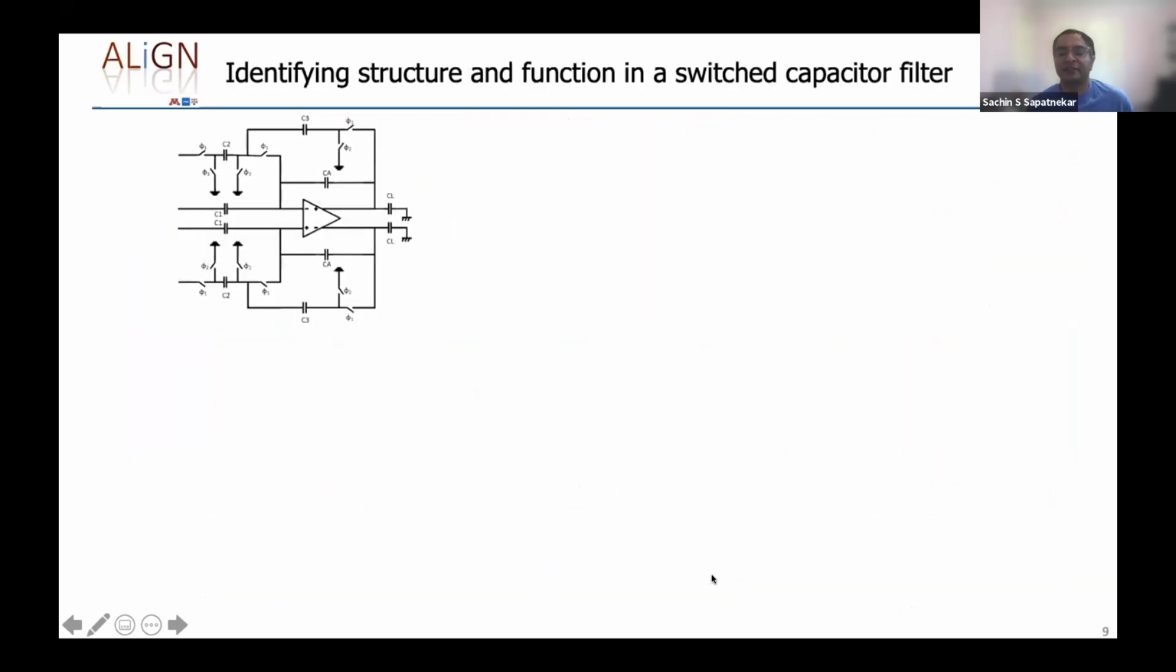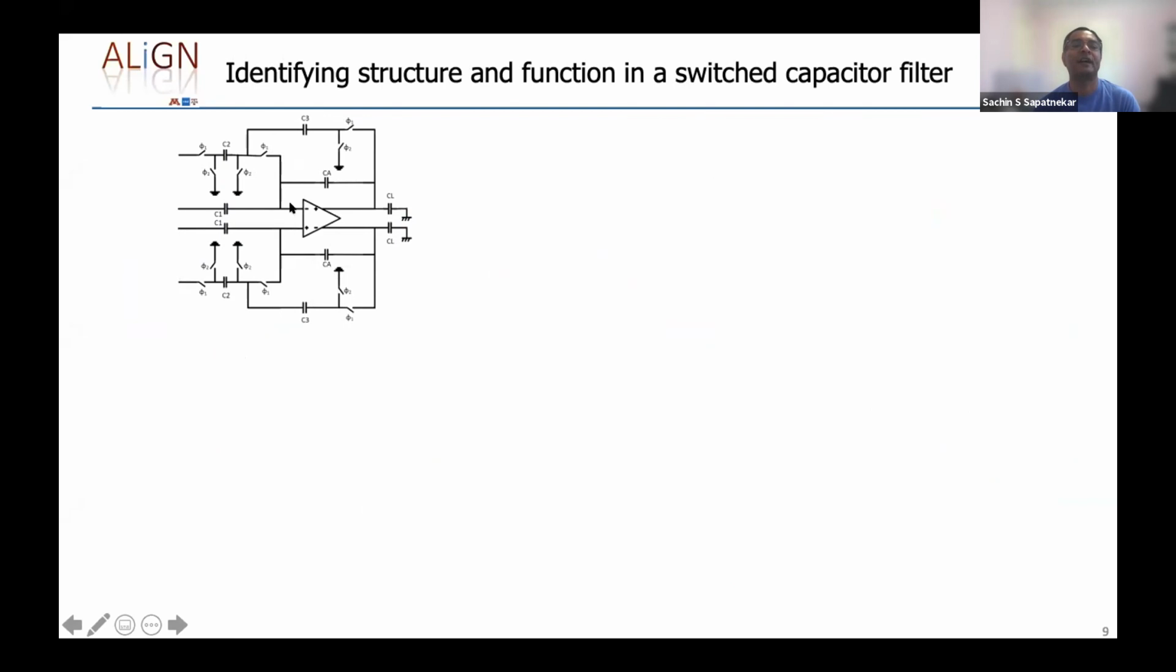Okay. So let's become a little more concrete, and let's go with that switched capacitor circuit that I talked about a little while ago and see how we would take this through the flow. So we first start, although I've shown the schematic, we really start with a SPICE netlist over here. So it's really a set of lines of text that we start with.